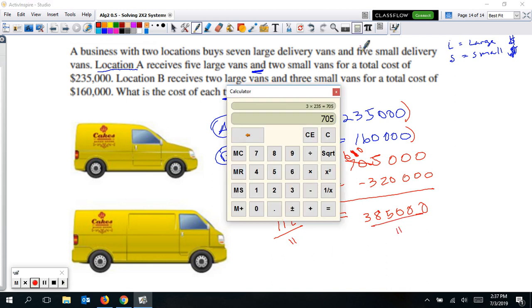And so let's go back to our calculator and do that. 385 with 3 zeros divided by 11 is 35,000. So the large van costs $35,000. So that's the large one.